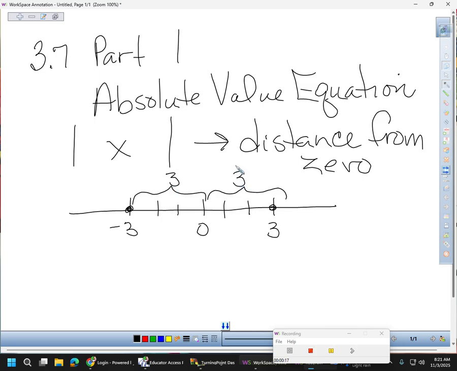Anytime you have an absolute value, there are always going to be 2 answers, no matter what. Anytime you see an absolute value, there will be 2 answers.